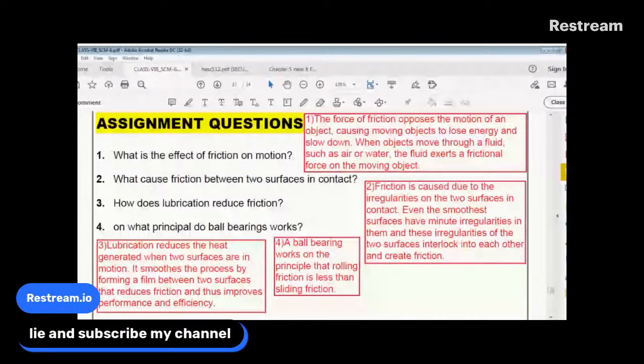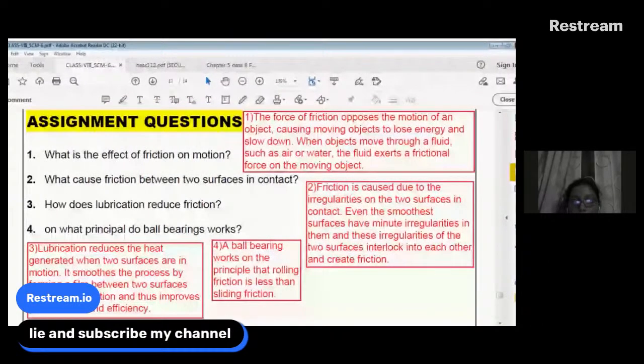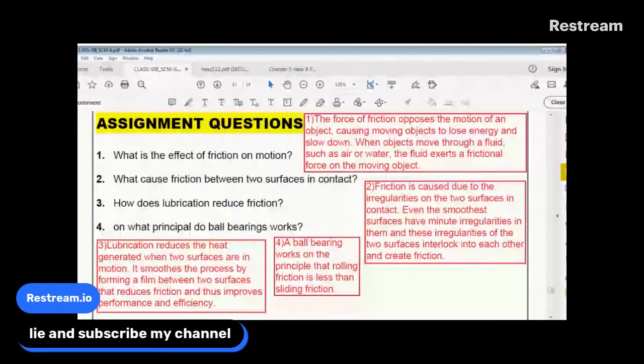Okay, so now we have already done these four topics, right? We have four questions of assignments. Now, if you have any question, you can ask me and I'll answer you. I'll give you a break of 5 minutes.